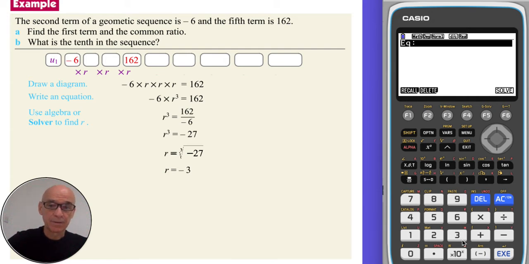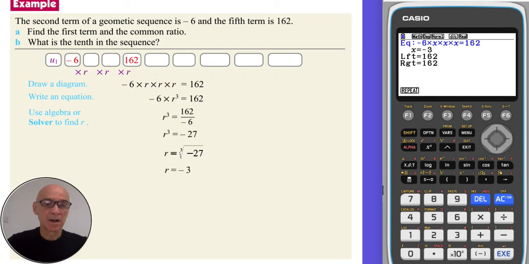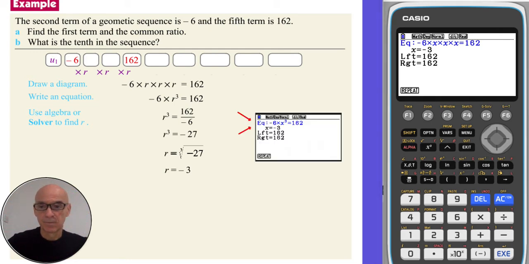I can type in the first line: negative 6 multiplied by x multiplied by x multiplied by x, shift equals, 162. Press execute to enter the equation, and then press F6 to solve the equation. Given x, or in our case r, equals negative 3. You can type the equation in any form.